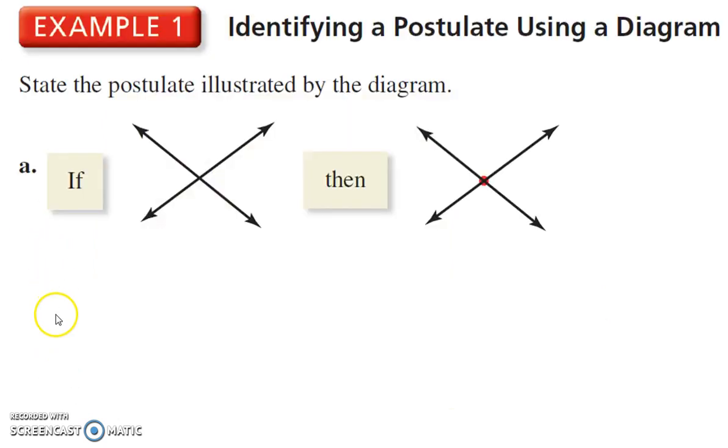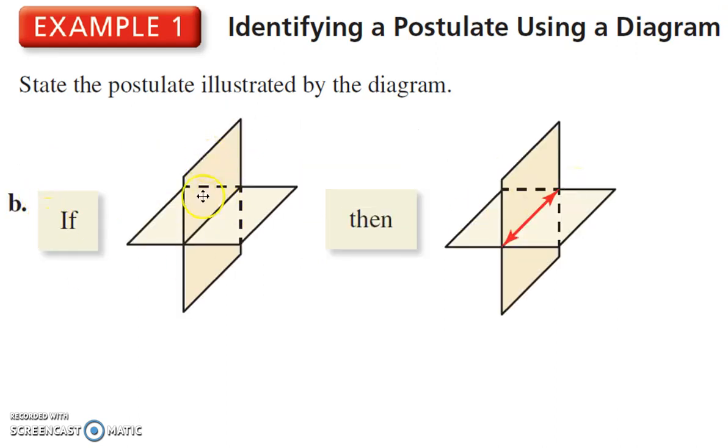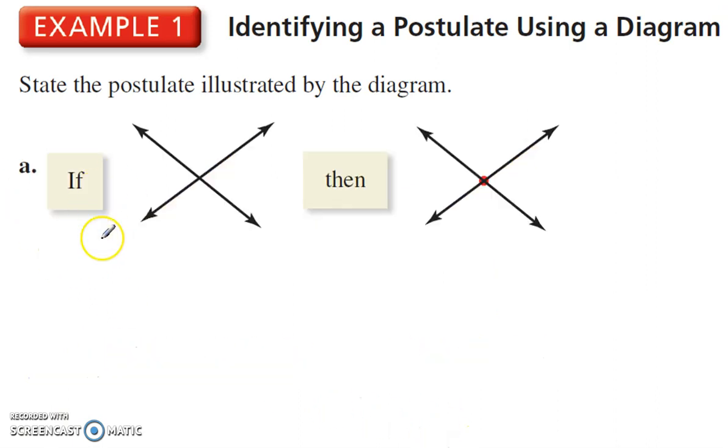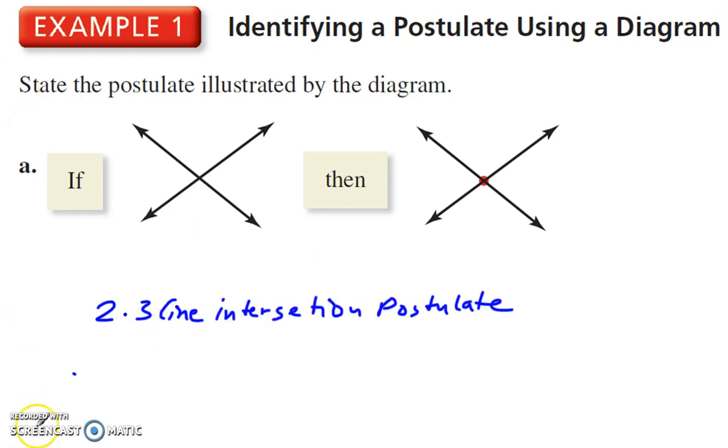Alright, let's use these postulates. State the postulate illustrated by the diagram. Here we have 2 lines. They are intersecting and making a point. If 2 lines intersect, then their intersection is a point. That's pretty easy. Next, if 2 planes intersect, then their intersection is a line. And that is 2-7, the plane intersection postulate. Wait, on the first one, this was 2-3, which is the line intersection postulate.